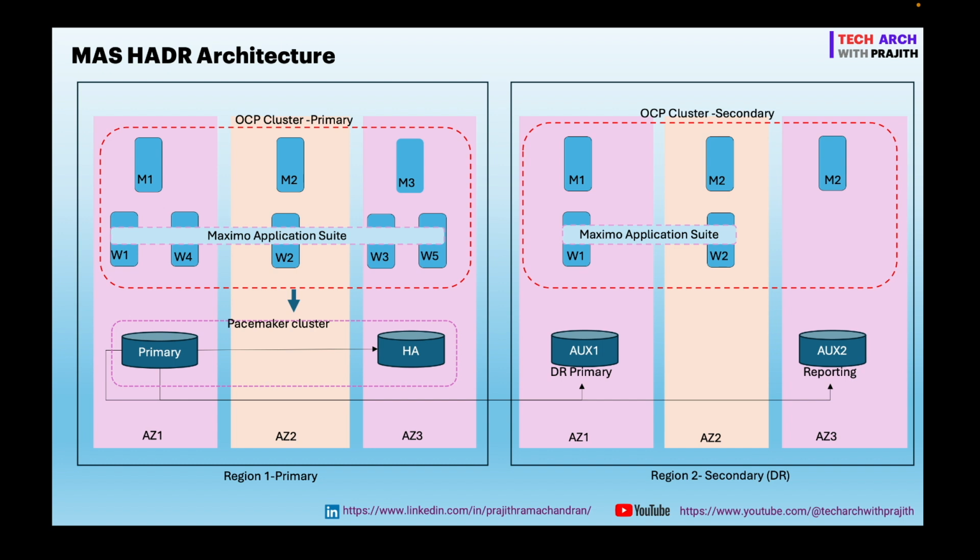Now let's take a look at the MAS HADR architecture itself. Here you can see that I have deployed an HADR cluster. I have an availability cluster here in region 1, which I call the primary region. I have a DR cluster running in the secondary region. In each region I have 3 availability zones, AZ1, AZ2, AZ3 in primary, and similarly AZ1 to 3 in the secondary region.